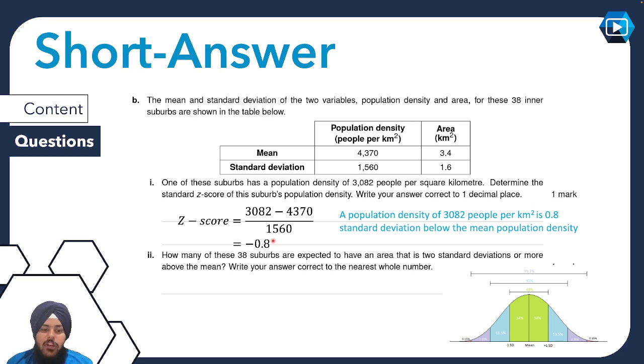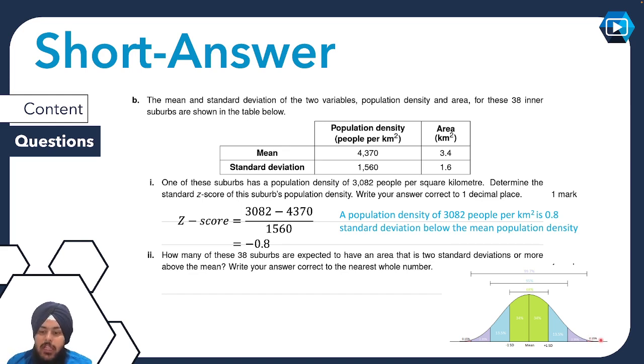And how many of these 38 suburbs are expected to have an area that is 2 standard deviations or more above the mean? So we're now looking at 2 standard deviations. If we look at this normal distribution graph, we're looking at all the percentages that are 2 standard deviations or more above the mean. So we can just add up the probabilities. We have 2.35% and 0.15%.